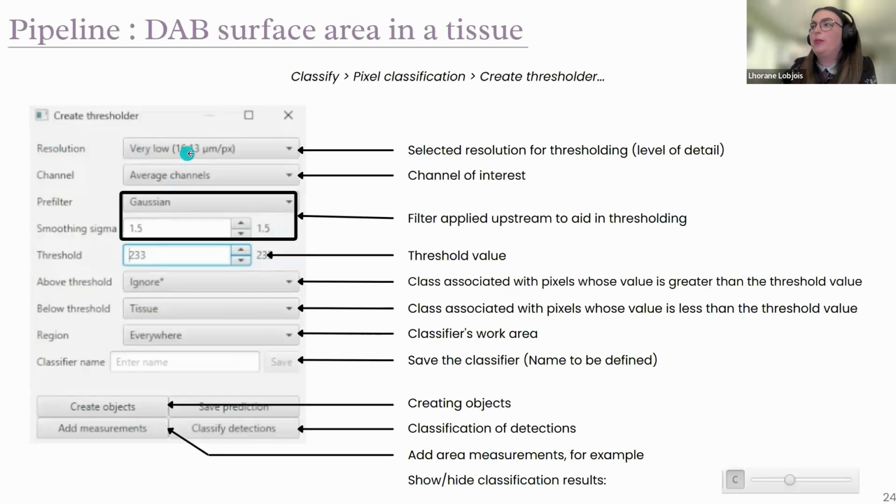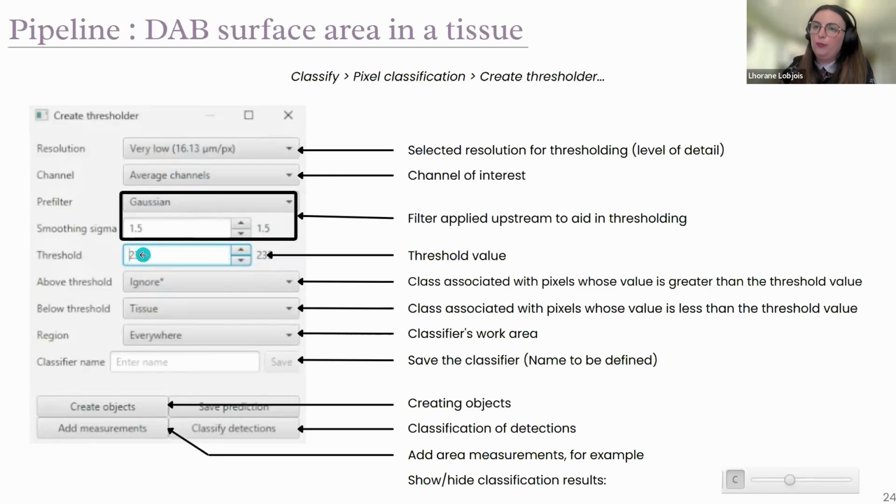So the resolution will be the level of detail of your objects. If you would like to detect a tissue, you can stay on low or very low resolution. That means you will have a big pixel, a virtual big pixel. It's not your acquisition. You can select the channel, so you can work on one channel or average channel. You can add different filters like Gaussian, Laplacian, depending on what you want, and it's available on the list, of course. This is the strength of your pre-filter here.